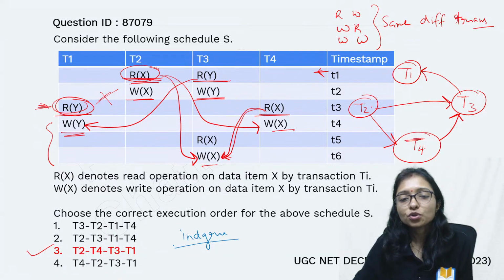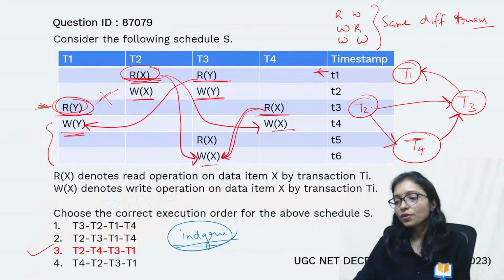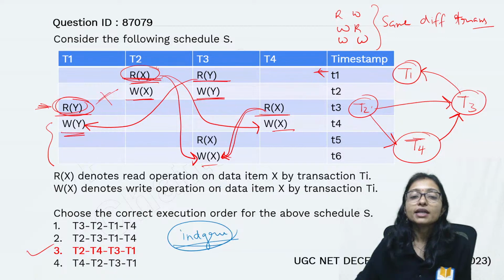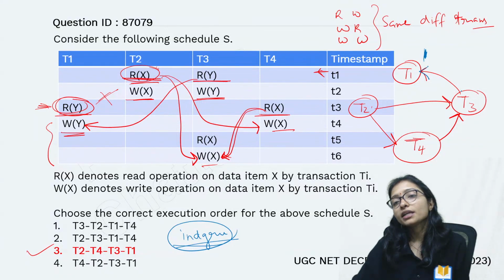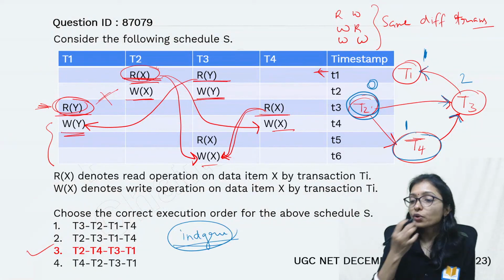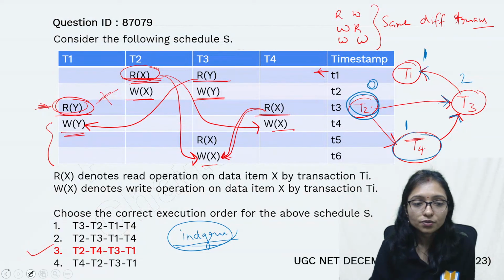So we have to do in-degree. After doing the precedence graph, we have to do in-degree. Now in-degree means incoming arrows. Here how many incoming arrows are there? 1. Here how many incoming arrows are there? 2 incoming arrows. So it is 2. Here how many incoming arrows are there? 1. Here no incoming arrow. This is 0. Always you can start with the 0.